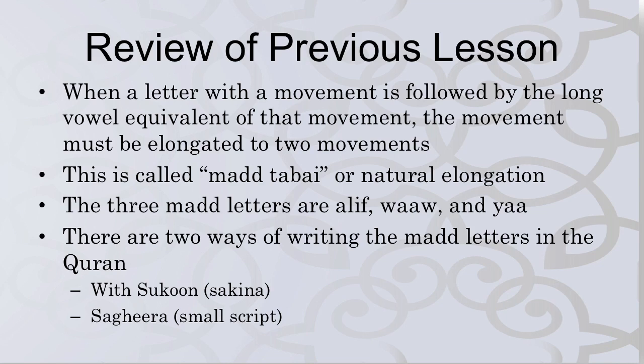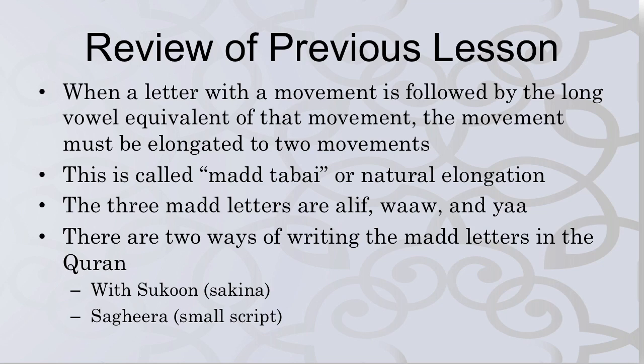And the three mad letters are alif, waaw, and ya. And there are two ways of writing the mad letters in the Quran that we discussed in the previous lesson. With sukoon or sakina, we will go into details of what a sukoon is in not the next lesson, but the lesson after that. But whenever a letter has a sukoon on it, we call that letter a sakina letter. And saghira is the second way of writing the mad letters, or in the small script, which was section 2, lesson 3. So we learned the saghira letters, or the small script letters, the alif saghira, the waaw saghira, and the ya saghira, and how they're written in the Quran. So those are the two ways in which the mad letters are written in the Quran.